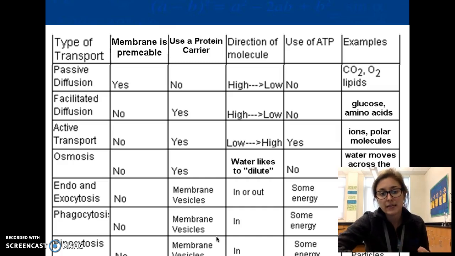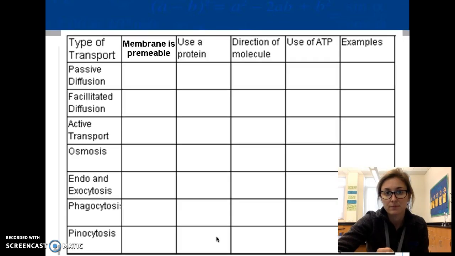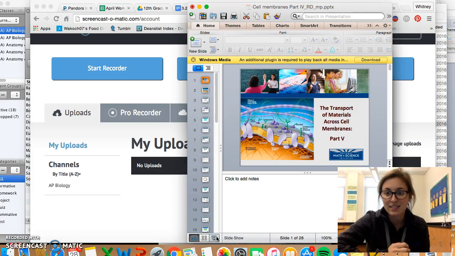This is the final table of the things we talked about. I would recommend, if nothing else, putting this table in your notes and making sure you understand these types of transport. Here's the blank one if you want to take a picture of it or copy it or do whatever you want. And that's it. Two super short videos. These are for Wednesday, and you will have a quiz on them.